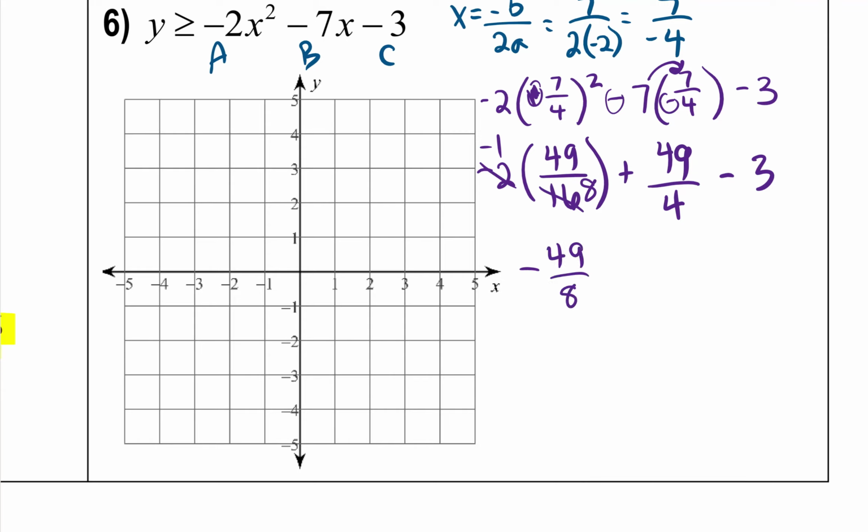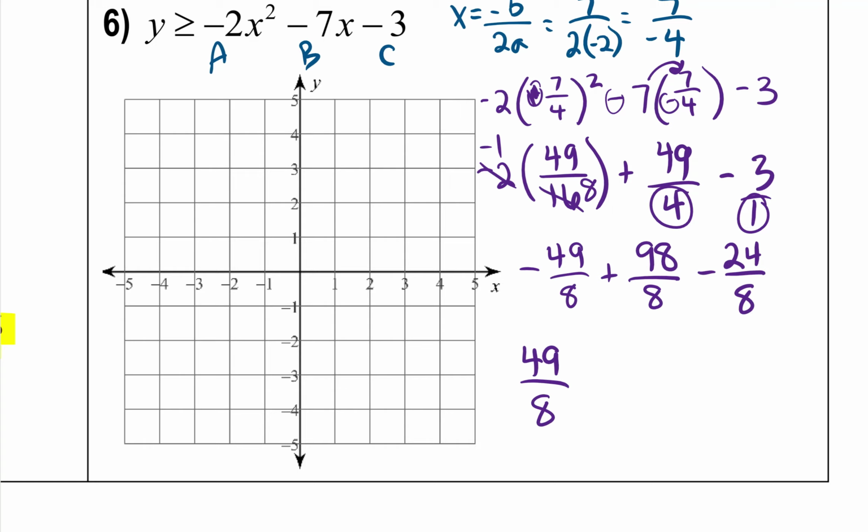Okay, so I'm going to do the same thing that I ended up with before. I want this to be 8, so 4 times 2. So I do 49 times 2 is 98 over 8. And then 3 over 1, so I want 1 to be 8. So 3 times 8 is 24. Now I can just subtract, add, whatever all these are. So negative 49 plus 98 is 49 over 8. Minus 24. And then I subtract those, you get 25 over 8.